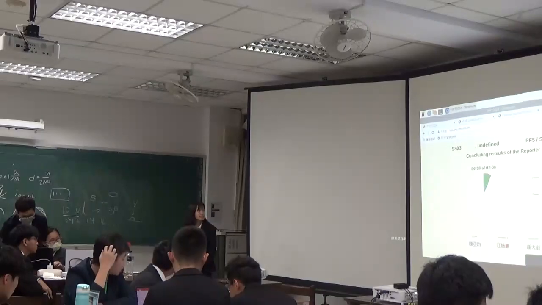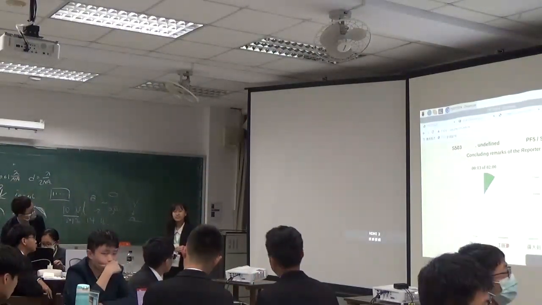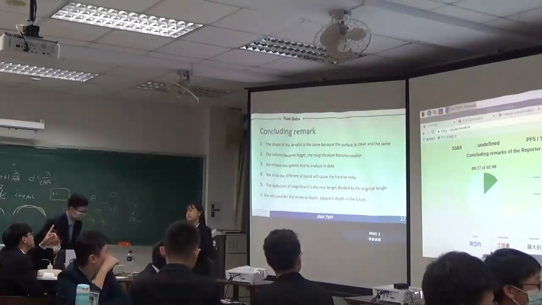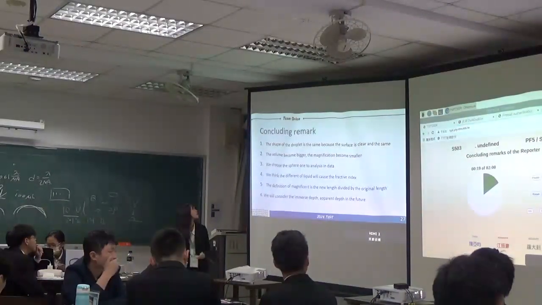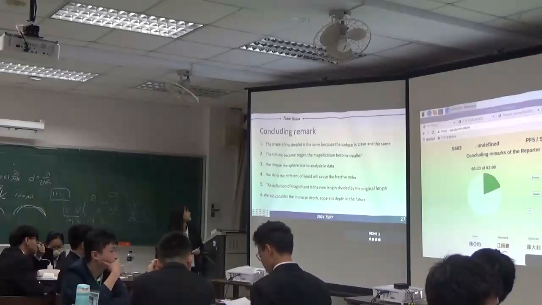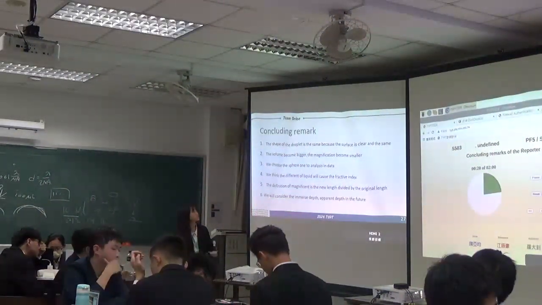So these are my concluding remarks. First of all, we did say the definition of the shape of the droplet is the same because the surface is clear and the same. And second, as the volume becomes bigger, the magnification will become smaller.